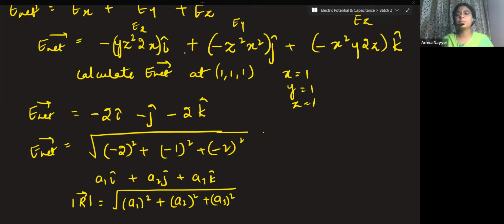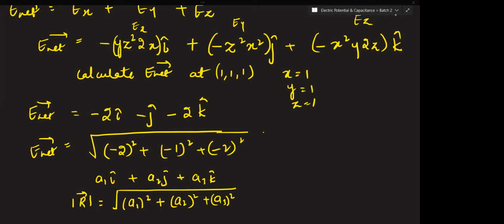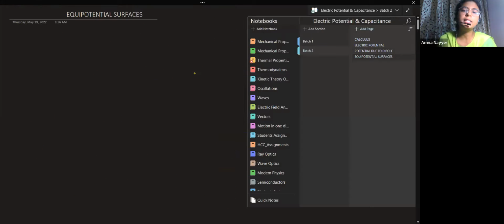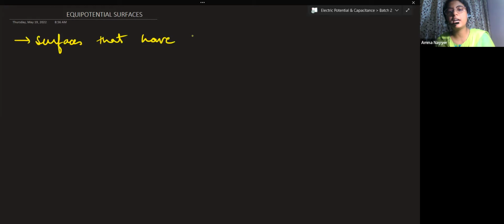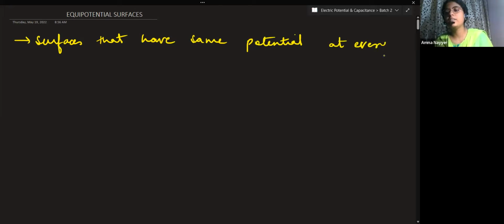Done? Rest of you? Yes, teacher. Okay. So the last topic for today is equipotential surface. This is a very easy topic. You just have to remember what is meant by equipotential surfaces and how to draw them, so I'll help you. From the term only you can figure out: equipotential means equal potential. So these are surfaces that have the same potential at every point.